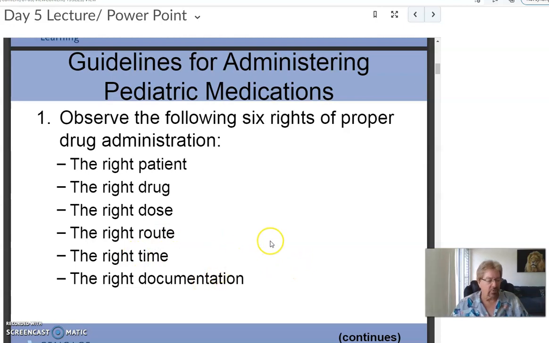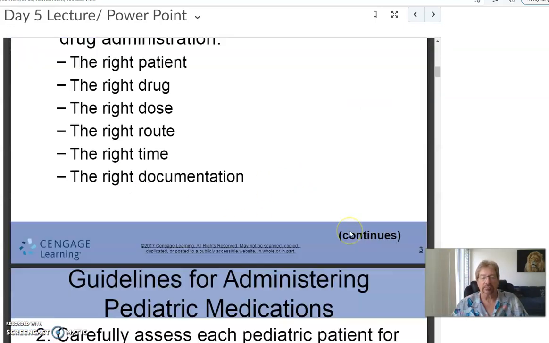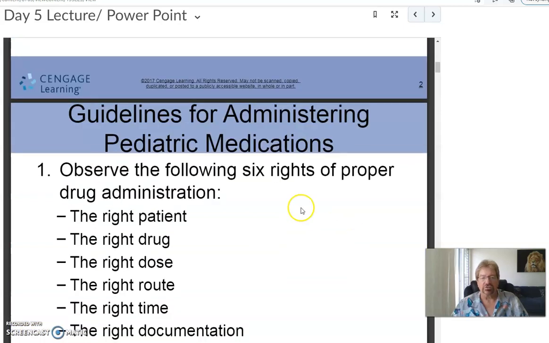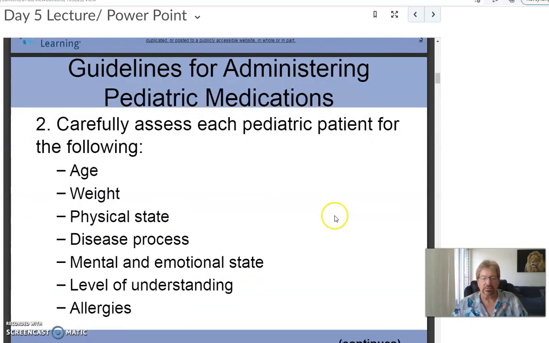Now remember earlier there were like 10 of them, and I said that there were like 6 that are really important. These are the 6. Of course, it's true in children as much as it is in any other age group. Okay, guidelines for administering pediatric medications.